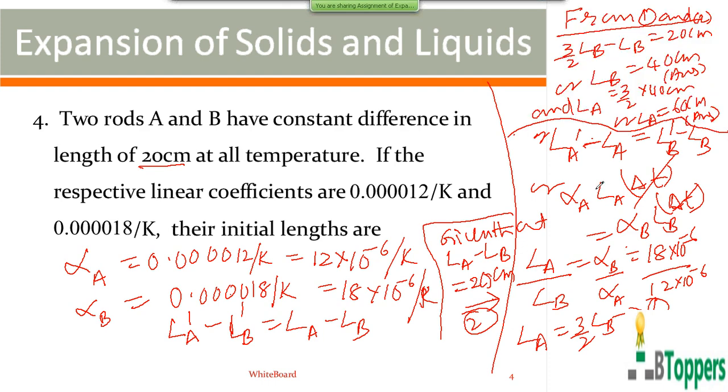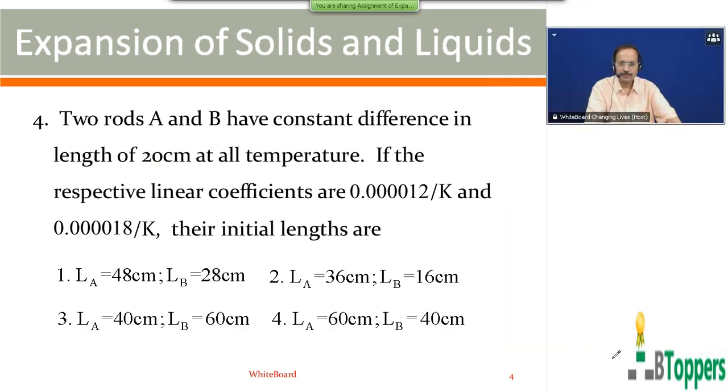So you can solve equations 1 and 2 to find LA and LB. You can substitute the value of LA from the first equation, which is given as 3 by 2 LB, into the second equation on the left side. So you get what I have written on the right side at the top. You get LB. From the first equation again you can find LA. So finally you get the lengths of A and B as 60 centimeters and 40 centimeters. If you want to copy this simplification, you can take a pause and copy the calculation. So for problem number 4, the fourth option will be the answer.